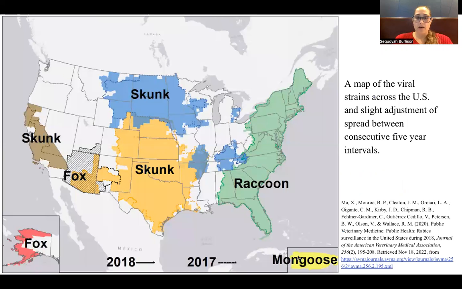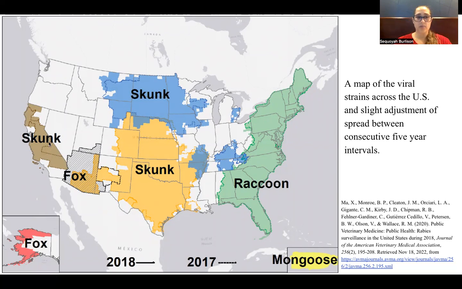Here is a map of the strains. Since I had mentioned that there are many different variations of the virus and different species, they are often referred to by the most common mammal that gets infected. On the East Coast, the most common strain of rabies is the raccoon strain. In the central and a little bit on the West Coast are usually skunk strains. And then in Alaska and down here in Arizona, it's from the fox.